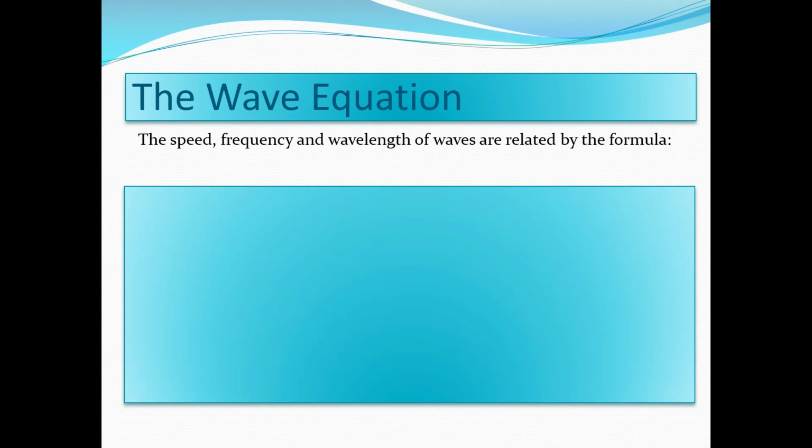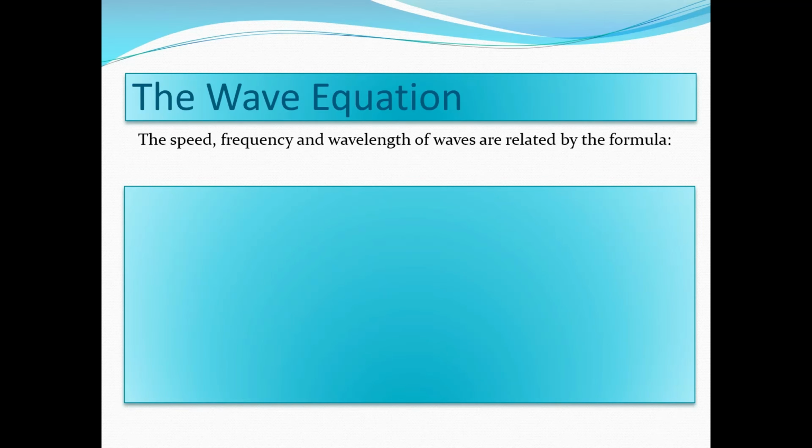So the speed of a wave, the frequency, and the wavelength of it. Remember, the wavelength is the distance between 2 peaks or 2 troughs. It's how long it takes the wave to repeat itself. They can all be related to each other using one formula. So that means if we know the speed and frequency, we can work out the wavelength. If we know the frequency and wavelength, we can work out the speed.